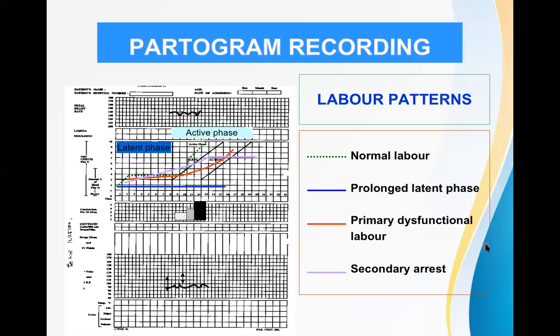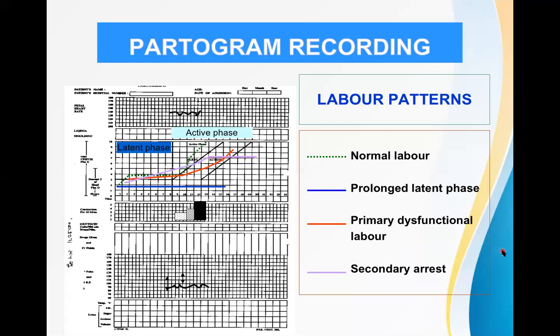The lady has already entered into the active phase of the first stage of the labor. Means the dilation is already more than 3 centimeters. After that, there is no progress of the dilation for another 2 hours. No progress at all. It is still 3 centimeters. Or if it was 4 centimeters, after 2 hours also it is still 4 centimeters. This is called arrest. Okay, and this arrest is denoted by this line. Definitely, there is no progress at all.